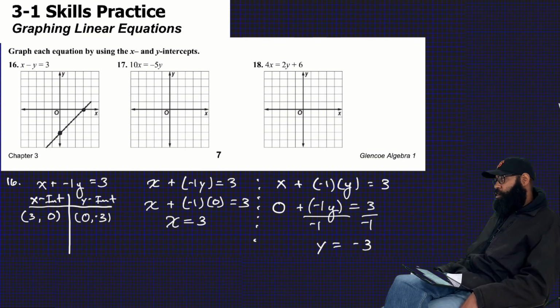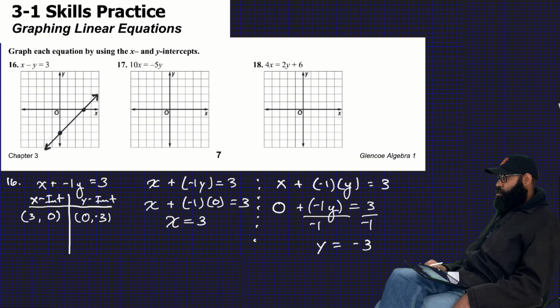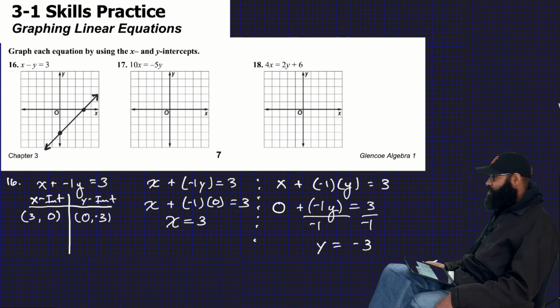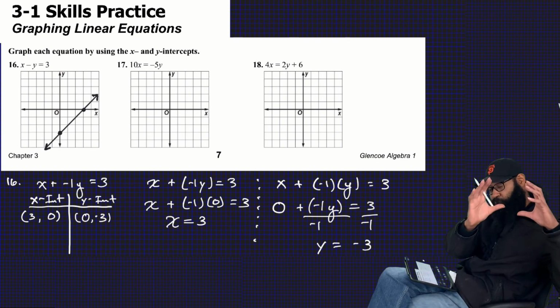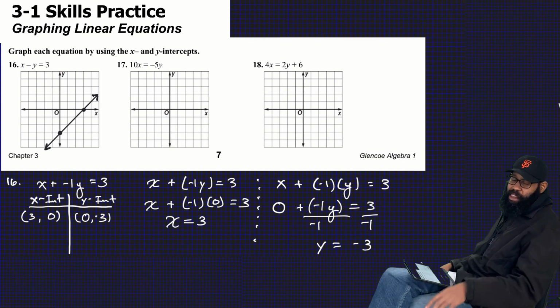X plus -1 times y is equal to 3. And this time, to get the y-intercept, excuse me, we're gonna plug in 0 for x. Guys, you know how I do. Put parentheses when you plug in. I'm getting lazy, so this is the end of the handout here.